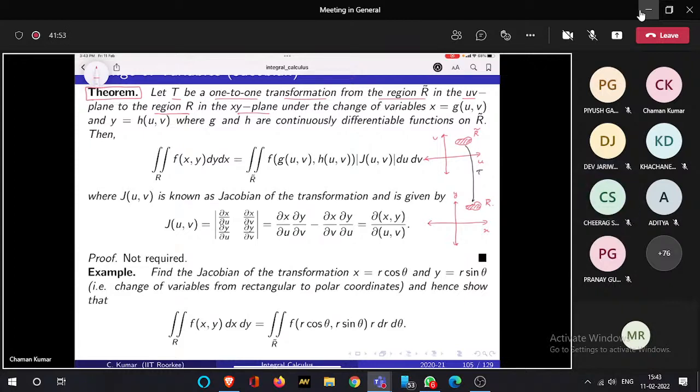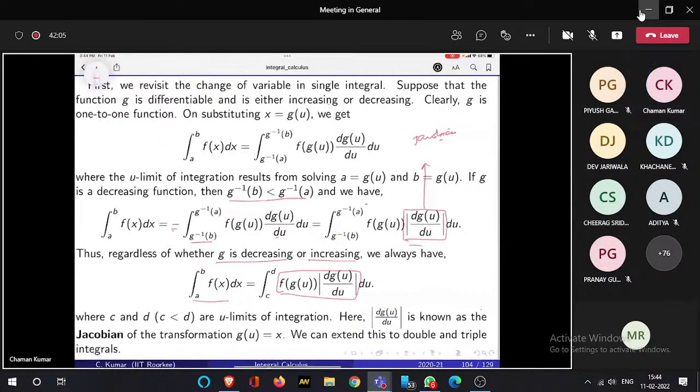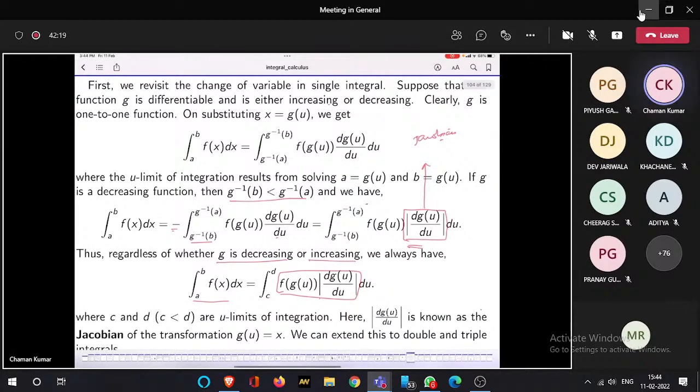Sir, why are we taking modulus? Modulus, so that we have explained here in this one-dimensional case. It can be increasing or decreasing. So in any case, if you put the modulus, you get the same thing. Is it clear?